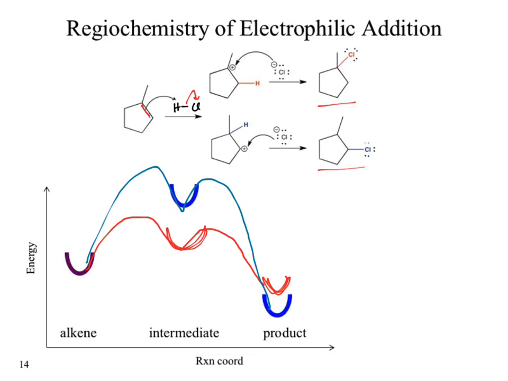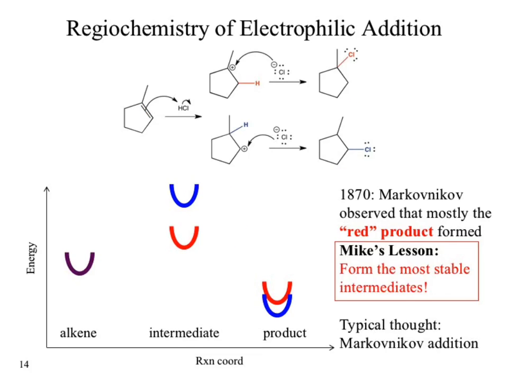Okay? So by looking at our energy diagrams, we can predict something about our reactions. We can think about stability and help us process our way through it. Okay? 1870, Markovnikov said the red product mostly formed despite the energy difference. Okay? Really had no explanation for it. The lesson that we really need to be getting out of this is we need to form the most stable products, or the most stable intermediates.